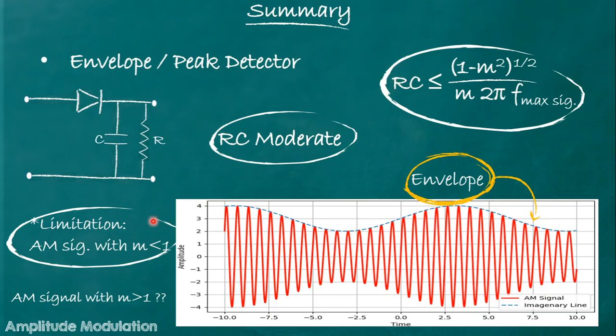But in this discussion, we have put some restriction that the AM signal we have used has a modulation index less than 1, meaning we have used the AM signal in the case of under modulation. But what if we use an AM signal with modulation index greater than 1 and apply this signal to this envelope detector? What will be the output? We will consider this case in subsequent videos.